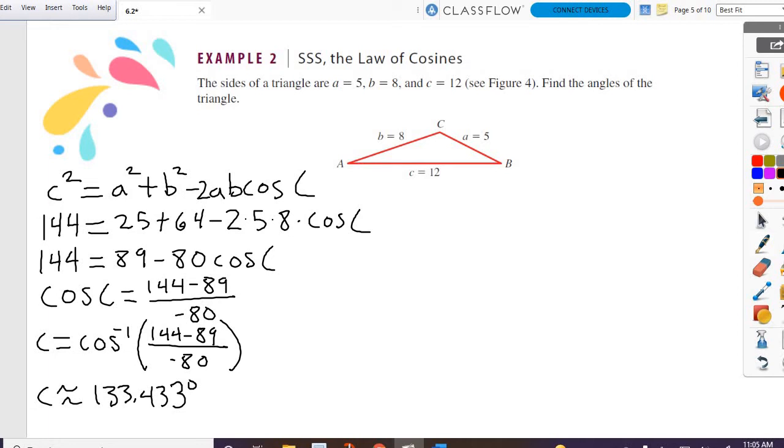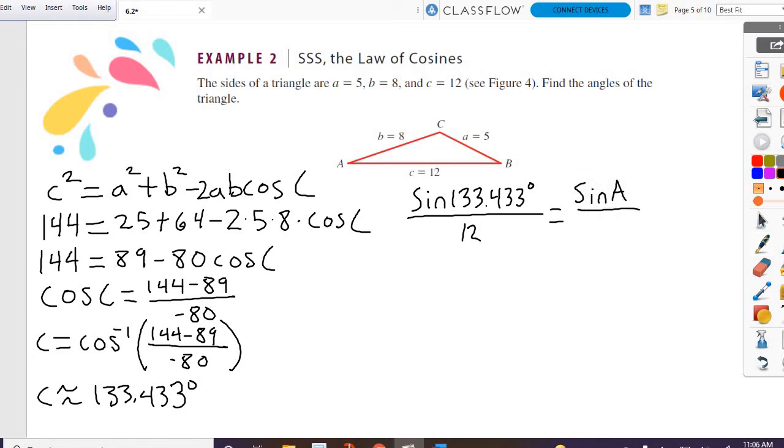What are the angles? One of my other angles. So which ratio do we have to use? C. So I would have sine of our 133.433 divided by little c was 12. Which one do we want to find next?